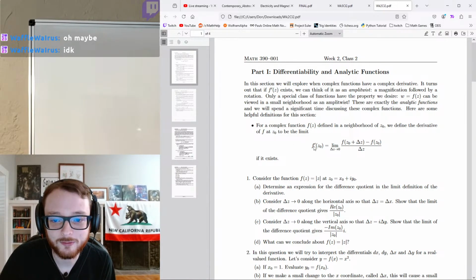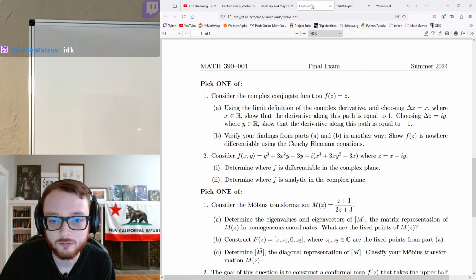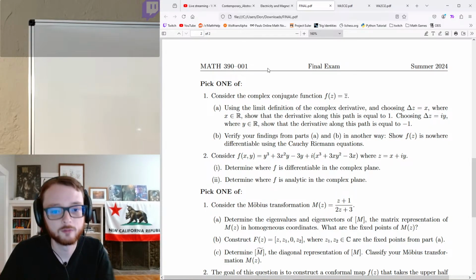Okay, this is the definition of a complex derivative, and we're being given 2 different values to try for delta z. So I guess we don't need to do... We might need to do z equals x plus iy. We definitely need to do that still.